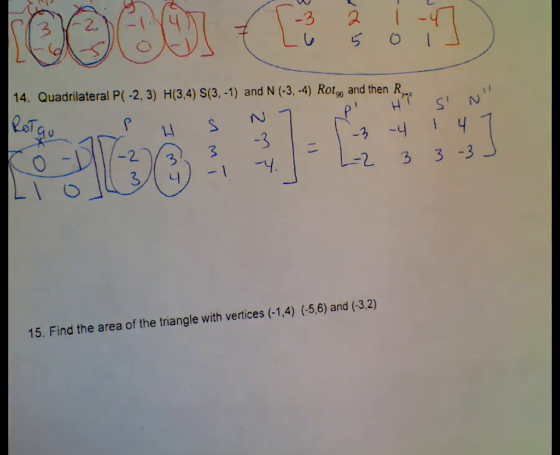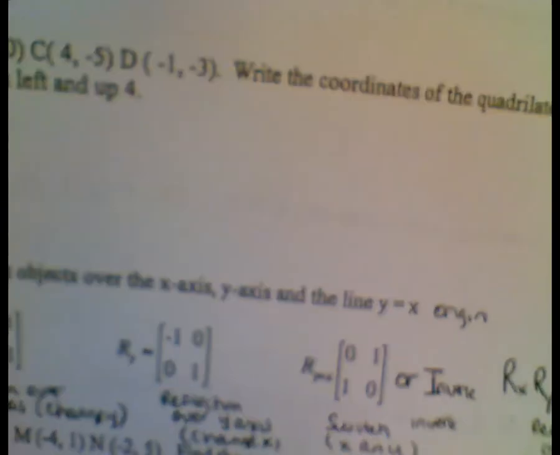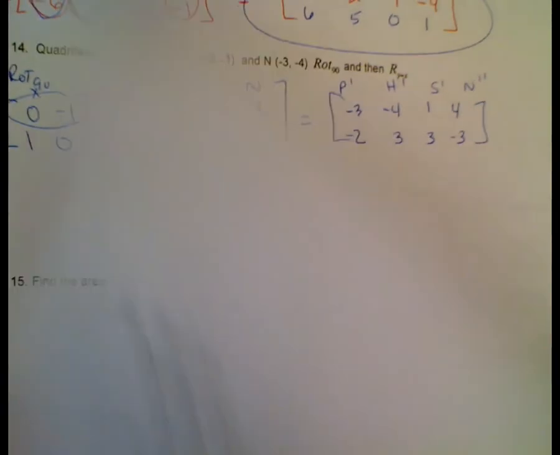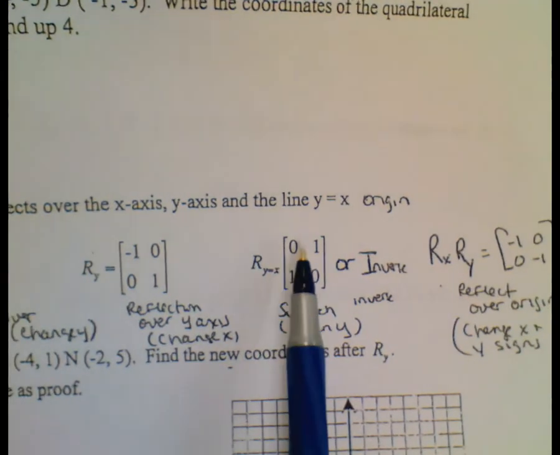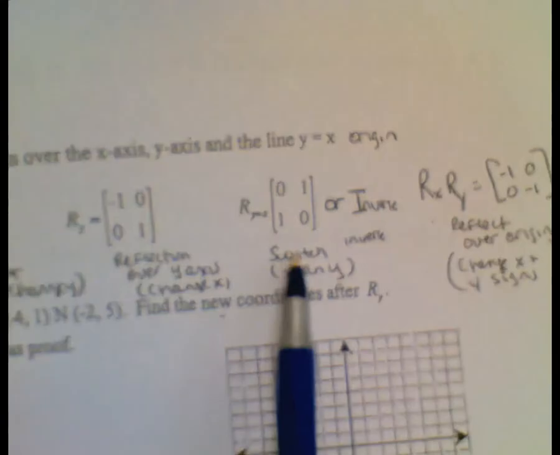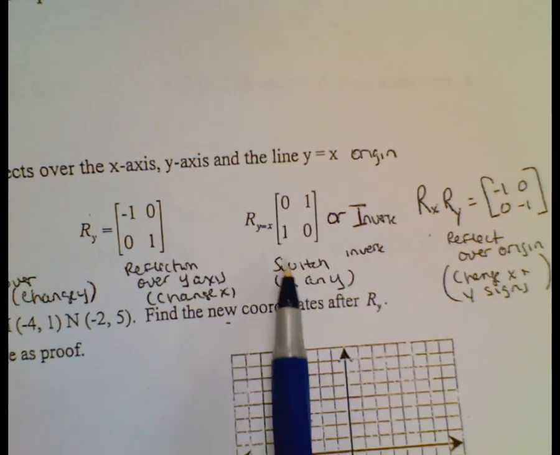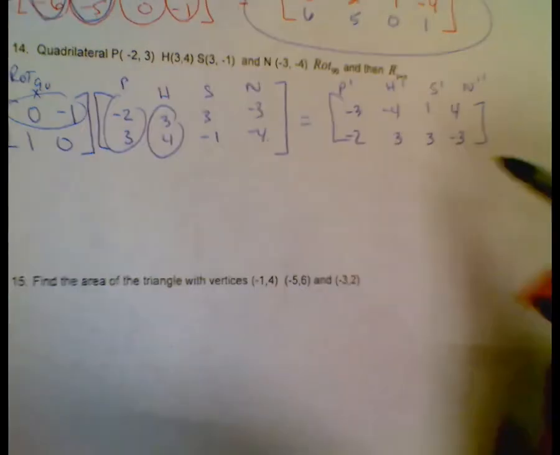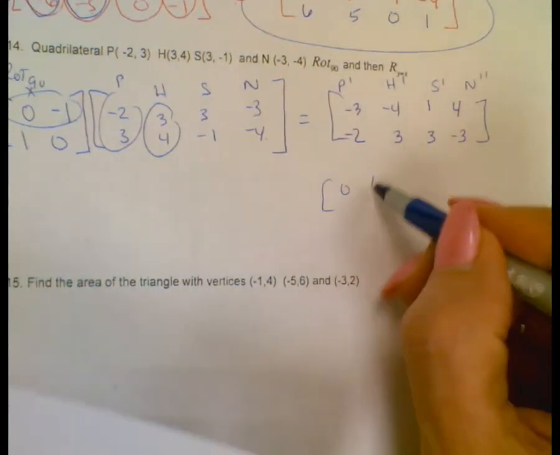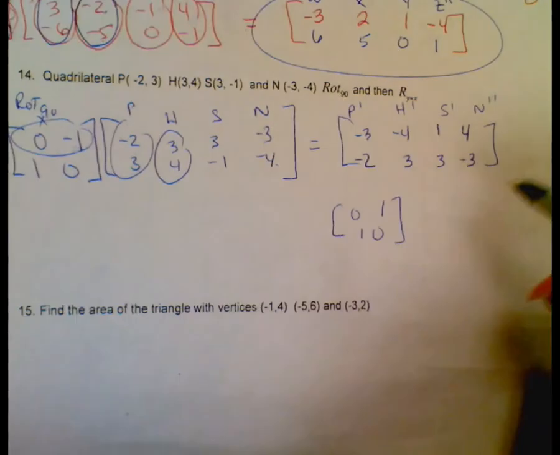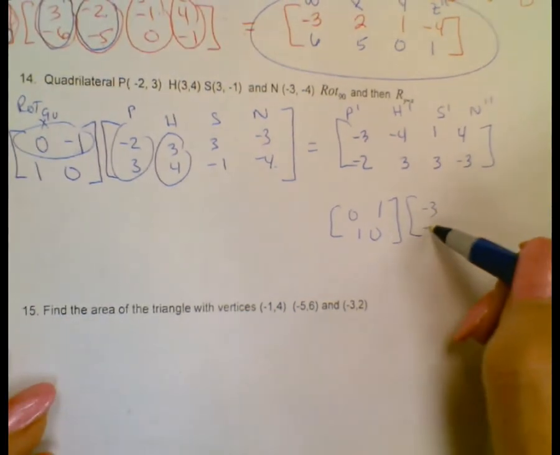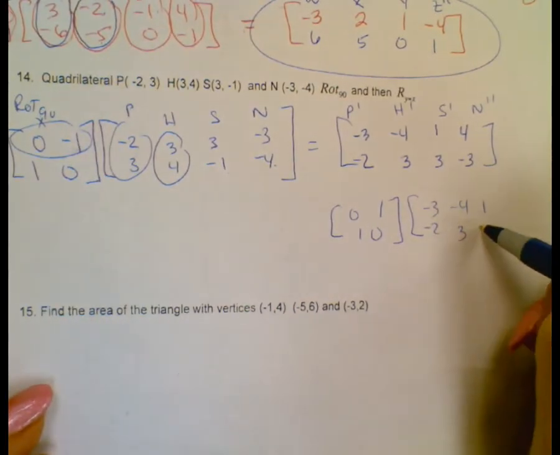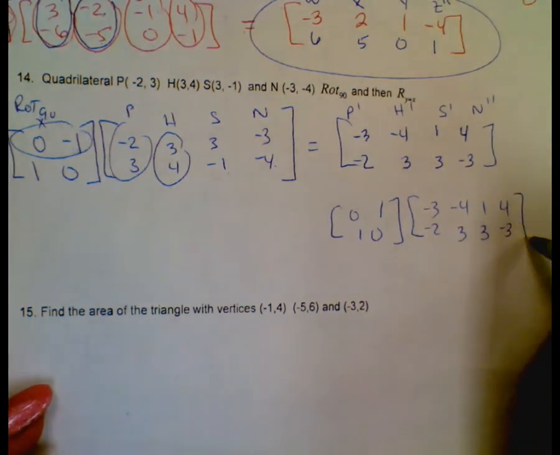So on our notes, let's look at this. Here's our notes, y equals x. It just means switch x and y. See that? Inverse means switch x and y. If you want to actually multiply with that, you would write 0, 1, 1, 0 times this. If you're doing this on your calculator, that's what you would do.